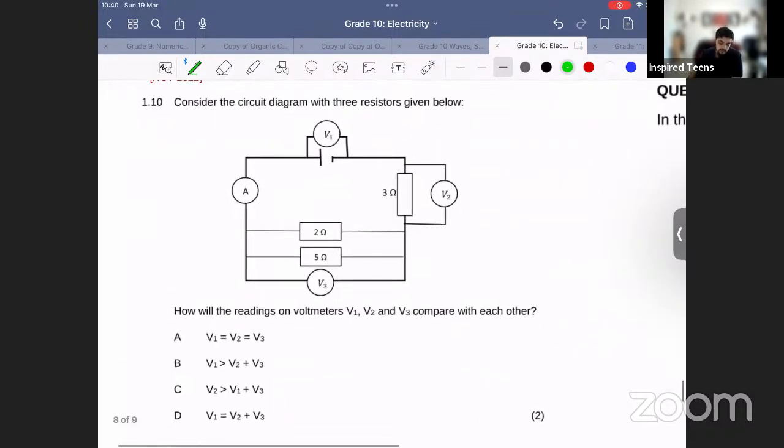Let's have a look at this. Consider the circuit diagram with 3 resistors as given below. Tell me which ones are parallel, which ones are series?